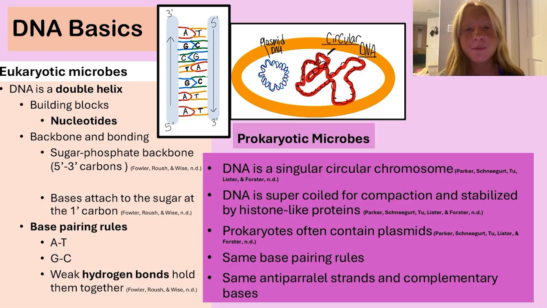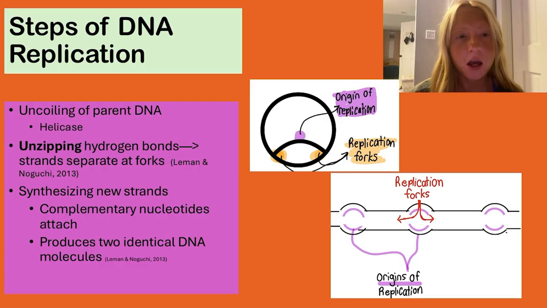So what we might see in prokaryotic microbes that is different from eukaryotic is plasmid DNA, and these are just small circular chromosomal DNA molecules. So these are not found in eukaryotic molecules. And that's pretty much it for that.